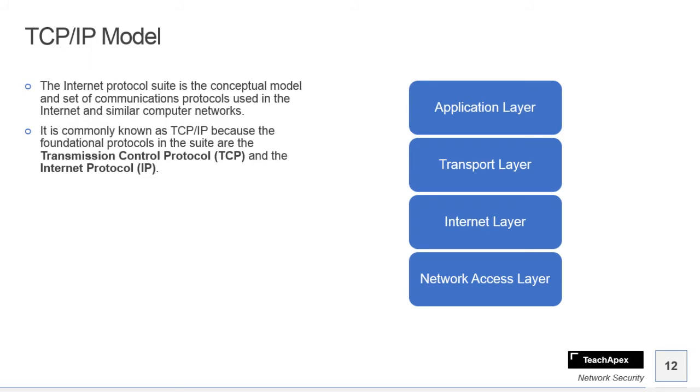Then we have internet layer. This internet layer is the next layer, and is associated with the network layer of the OSI model. Its functions include traffic routing, traffic control, fragmentation, and logical addressing. Common protocols that are used at this layer include IP, ICMP, IGMP.